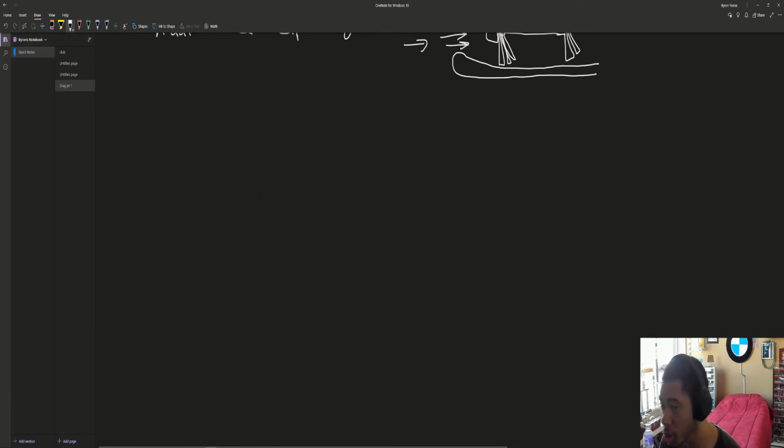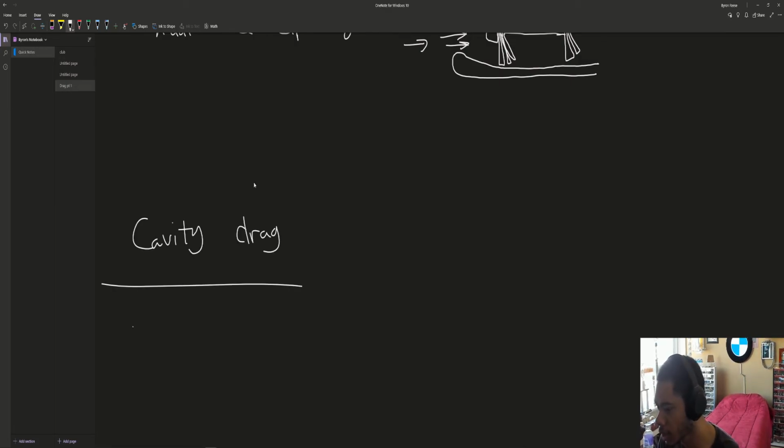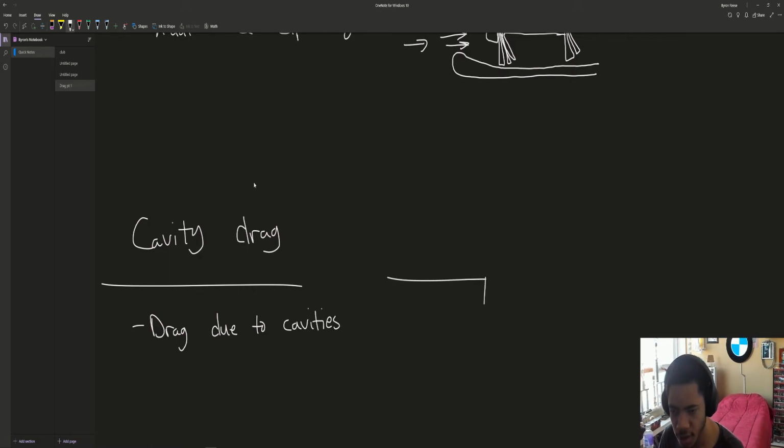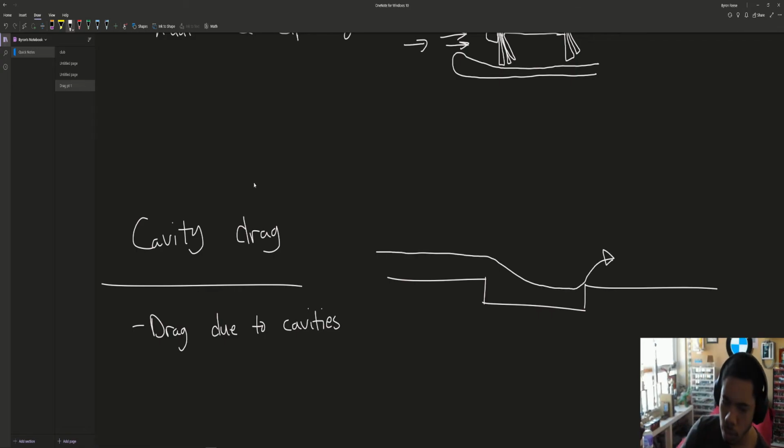Let's go ahead and move on to our next one, cavity drag. Alright, so what is cavity drag? Cavity drag is drag due to cavities. So imagine we have this, and I draw some indent in our body. As the flow hits, it might try and go down. If it goes down, it's going to push off here. And this cavity creates rotational flow.